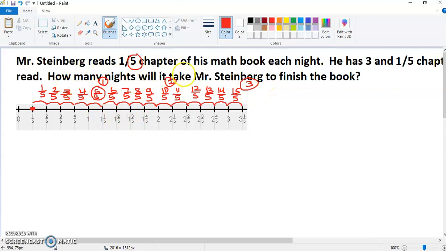So it says, how many nights will it take Mr. Steinberg to finish the book? Well, if you count the number of fifths that I traveled or the nights that I read, it took me 15 nights. So I started with 1/5, and it took me 15 nights to get all the way to 3 1/5. All right, let me circle that. It took me 15 nights to get there. So we'll say 15 nights.